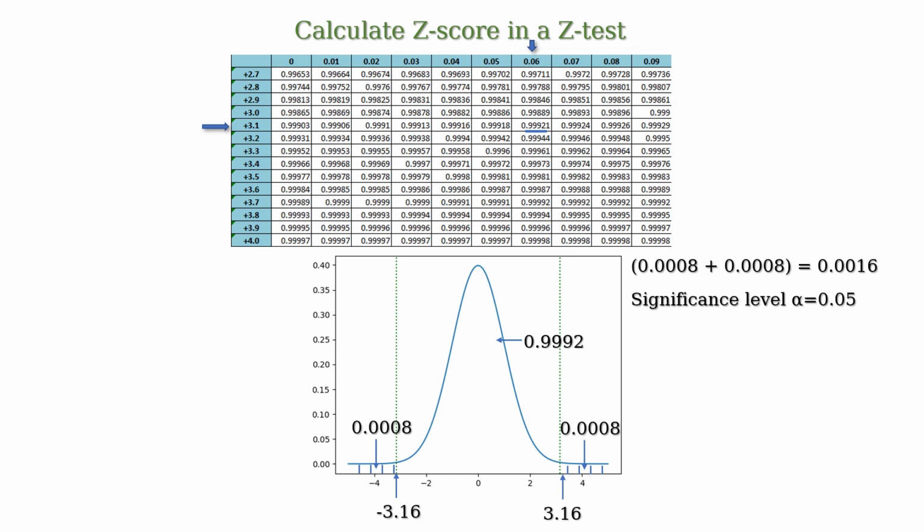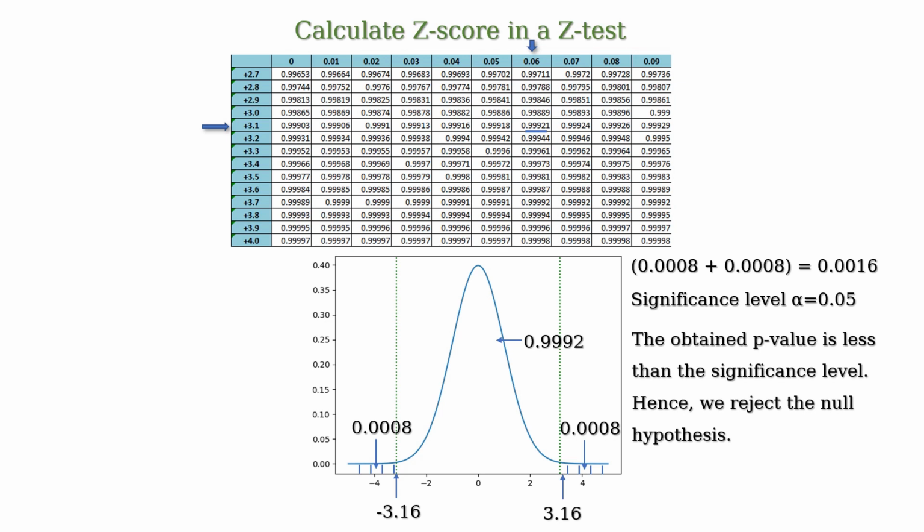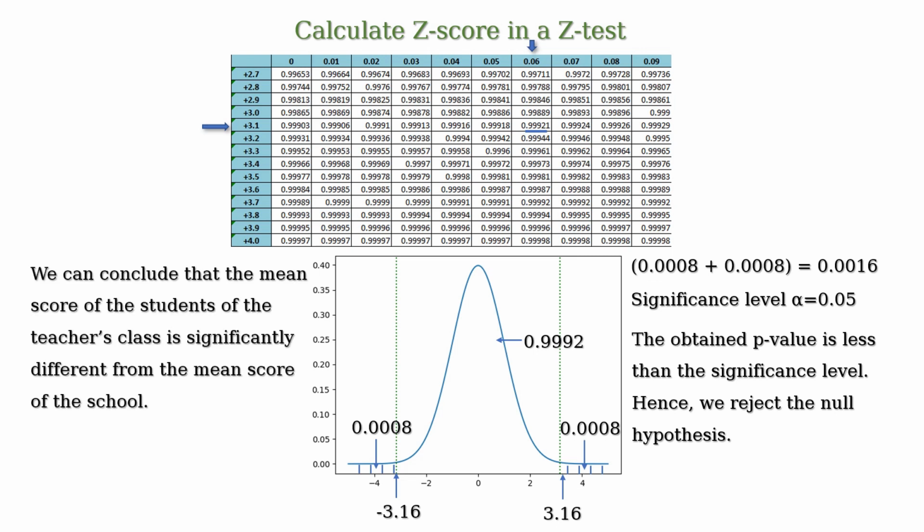Our significance level alpha is equal to 0.05 and the obtained p-value is less than the significance level. Hence, we reject the null hypothesis. So, we can conclude that the mean score of the students in the teacher's class is significantly different from the mean score of the school.